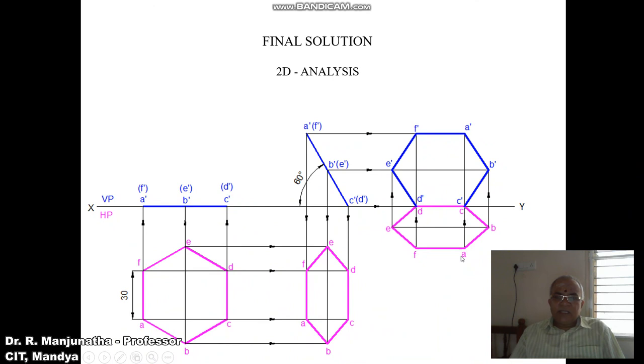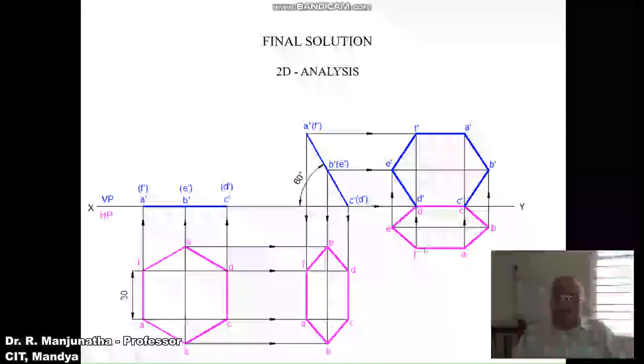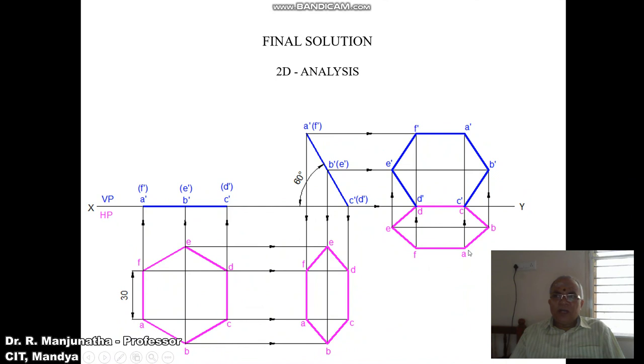And then you mark the points as A, B, C, D, E and F and join A to B, B to C, C to D, D to E, E to F and F to A with a dark line. Then we need to transfer the distances for the front view. Draw a horizontal projector from C dash and D dash. As we know that C and D are on the XY line, C dash D dash is also on the XY line. And then you draw a horizontal projector from B dash and A dash.